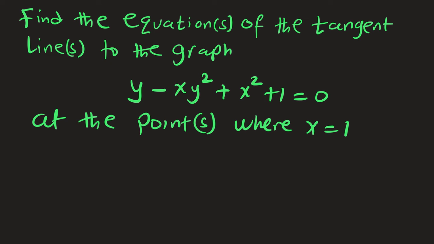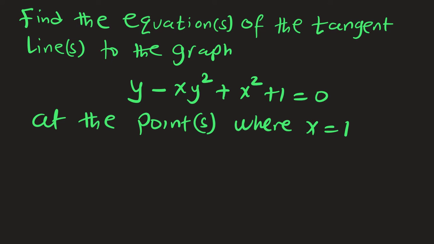Okay, we have this question. It says find the equations of the tangent line to the graph y minus x squared y squared plus x squared plus 1 is equal to 0 at the point where x is equal to 1. So the first thing we have to do, we need to take the derivative, but we need to see which y values correspond to x is equal to 1.